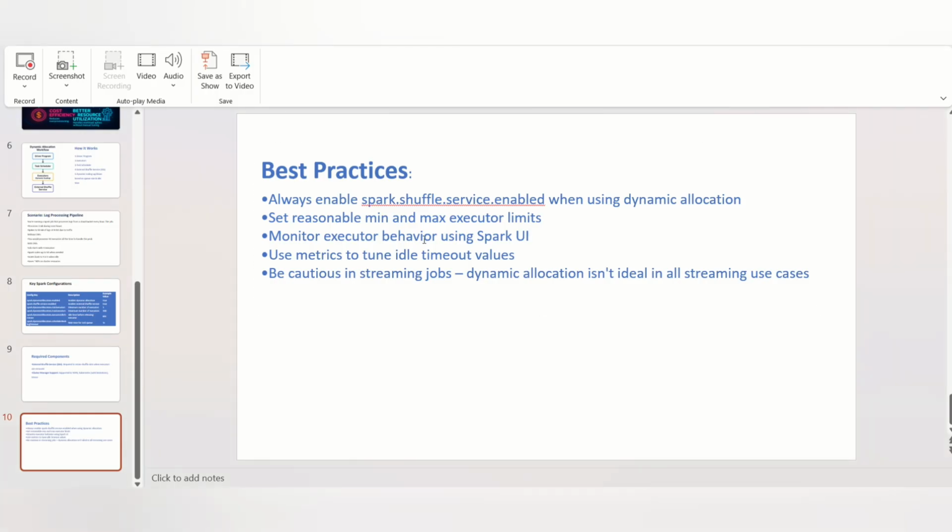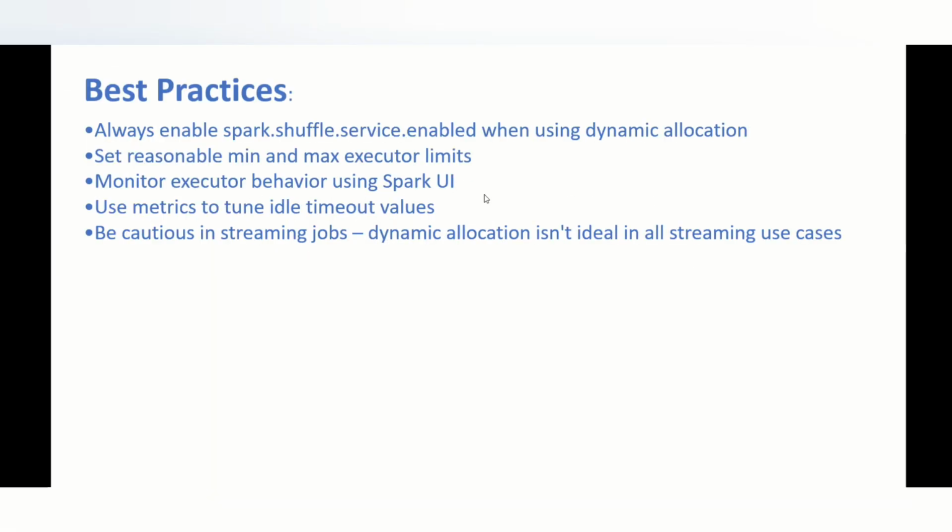Monitor executor behavior using the Spark UI. Use metrics to tune the idle timeout value. Be cautious: in a streaming job, dynamic allocation is not ideal. I mean, if you are processing streaming data, don't use dynamic resource allocation in that case, because we need stable resources while processing the streaming.